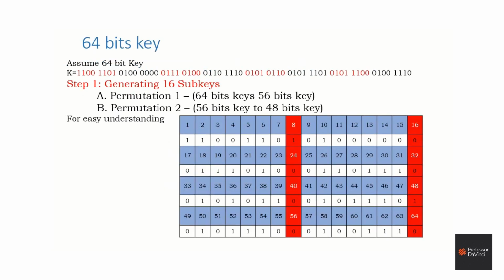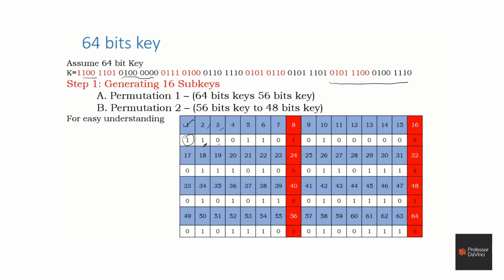So in step 1, let us assume a 64-bit key, 110011, like that. For our easy understanding, this 64-bit key is given in the table. First bit, then the second bit 1, third bit 0. From here 1100, same thing 1100, and so on.